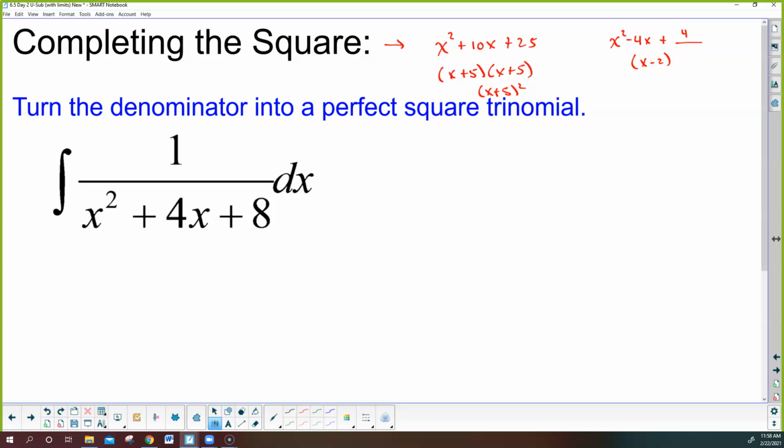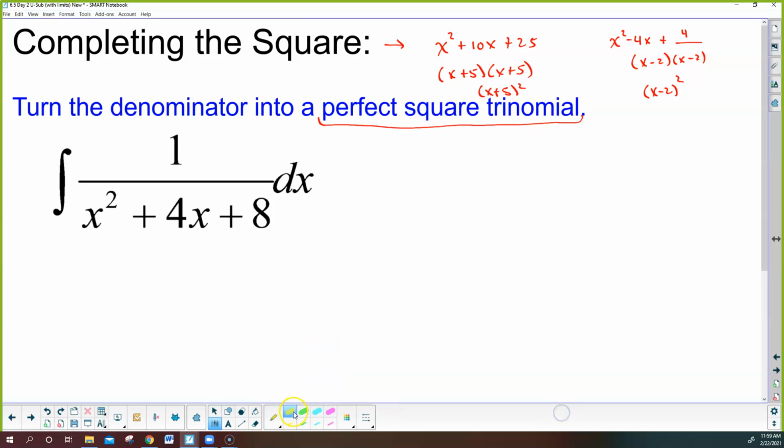And the reason why is an x minus 2 and an x minus 2 multiply together to give me +4, but add up to give me -4. And then I would write this as that perfect square. So that's the goal, is we want to turn the denominator into one of those perfect square trinomials.